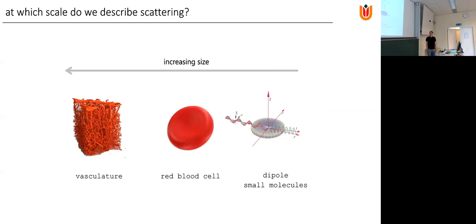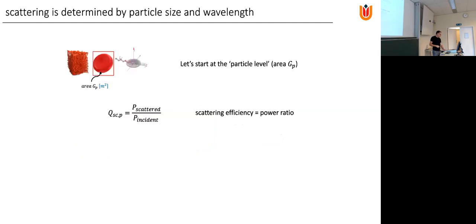So then the question becomes: at what size should we describe the scattering process? Again, we can make a choice. The smallest possible scale to look at would be a dipole, for very small molecules. Then we could look at the scattering of a red blood cell, another particle, for example, or we could jump immediately to the larger structures like the vasculature or a bulk piece of tissue. We'll start here in the middle, at the particle level.